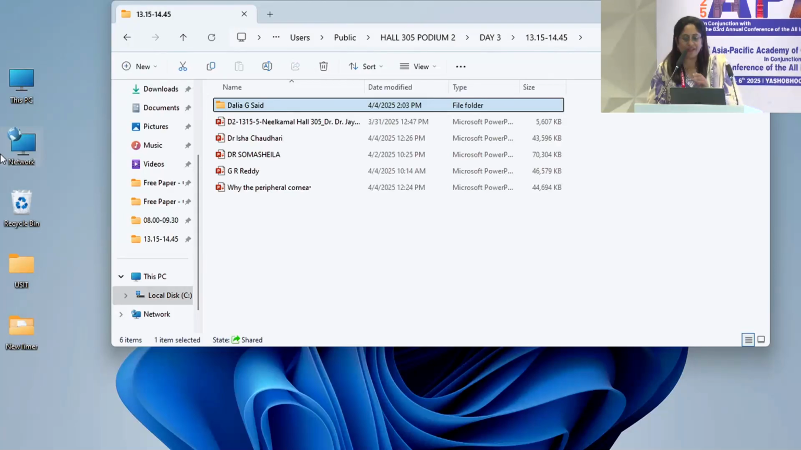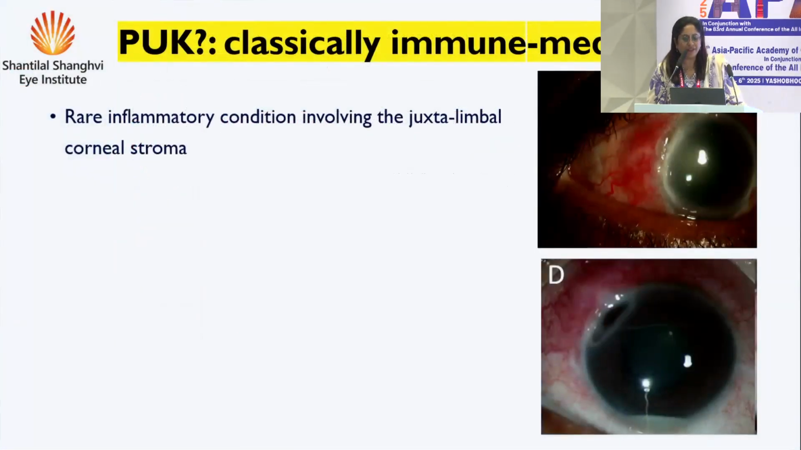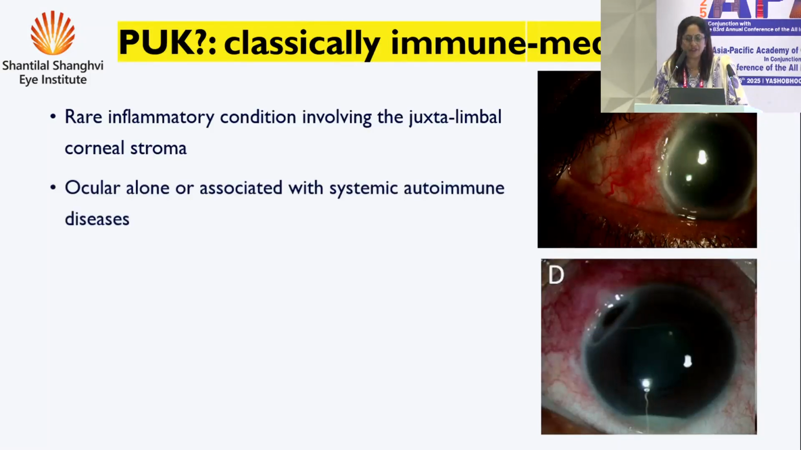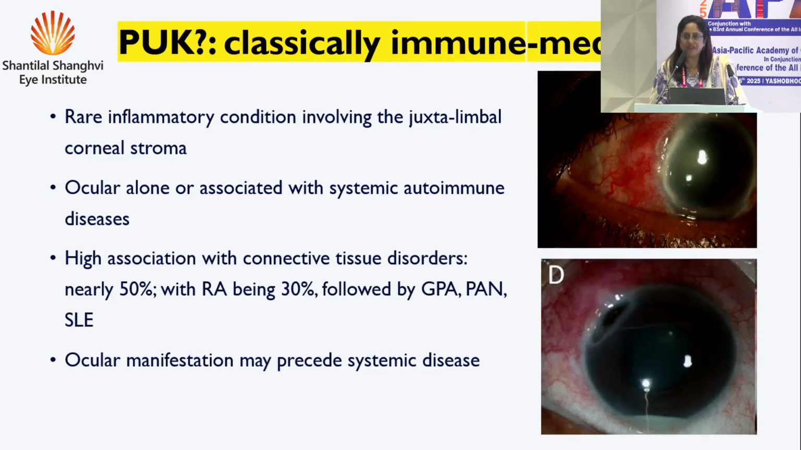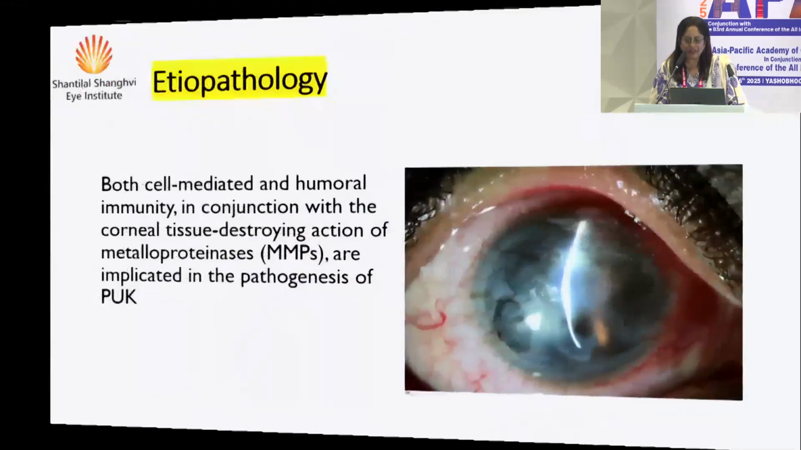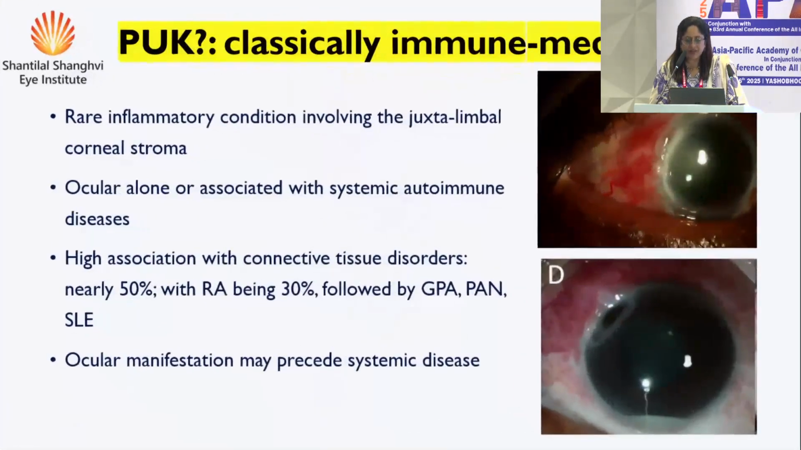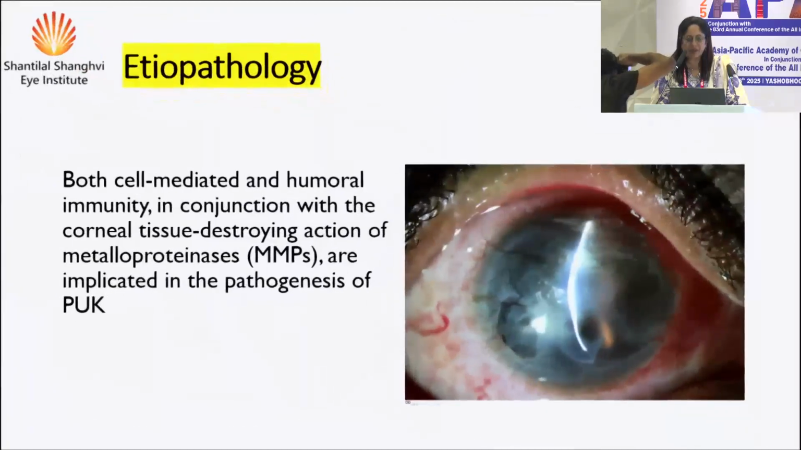So what is PUK? It's classically immune mediated. That's what we've been hearing. It's a rare inflammatory condition involving the juxtalimbal corneal stroma, and you probably heard Inisha's talk about the juxtalimbal corneal stroma. It can be either just the eye, or it can be associated with certain systemic immune mediated disorders. There's a high association with connective tissue disorders. In fact, nearly 50% of classic PUK that we see could be associated either with RA or with GPA, or even with PAN and SLE, polyarteritis nodosa and SLE, which are much rarer. And ocular manifestation can come before the systemic disease.